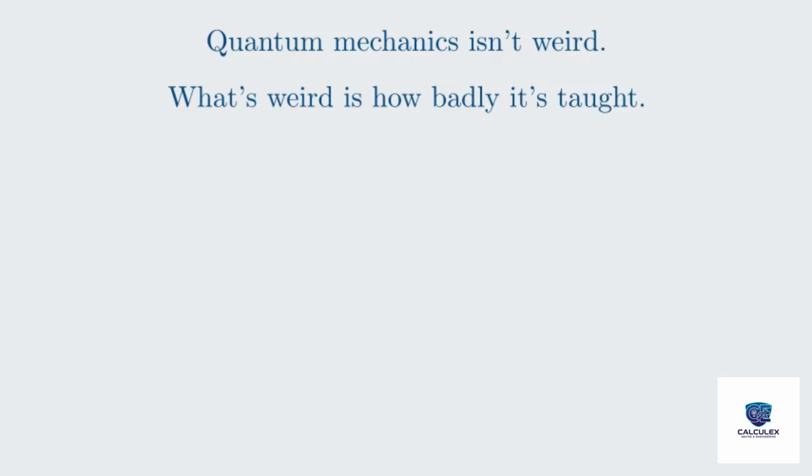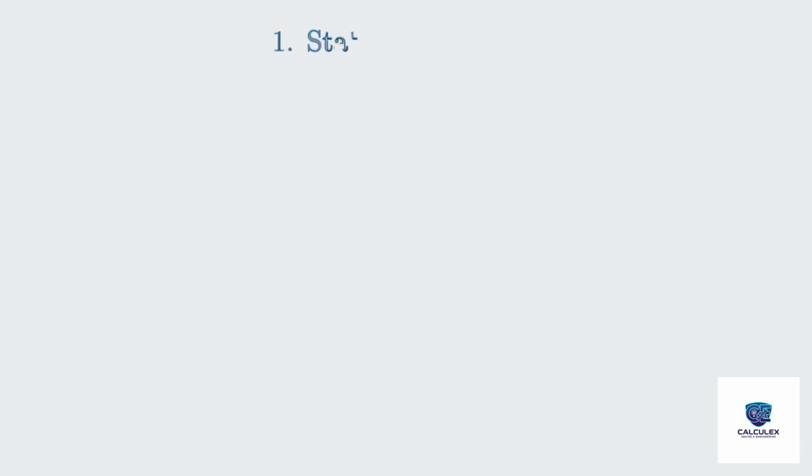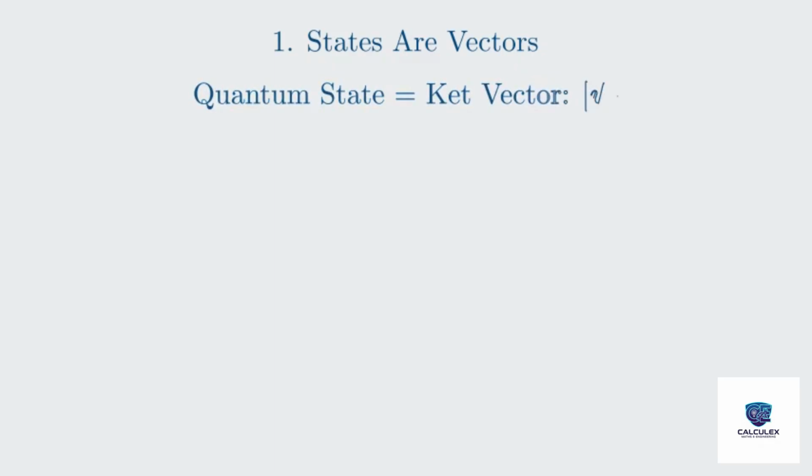Let's start with the most fundamental concept of all. Our first topic is that in quantum mechanics, the state of a system is a vector. This is the most crucial takeaway. In quantum mechanics, a system isn't described by a single number, like its position or its energy. Instead, it's described by a vector. A quantum state lives in a complex vector space. We represent these state vectors using a special notation called a ket, which looks like this.